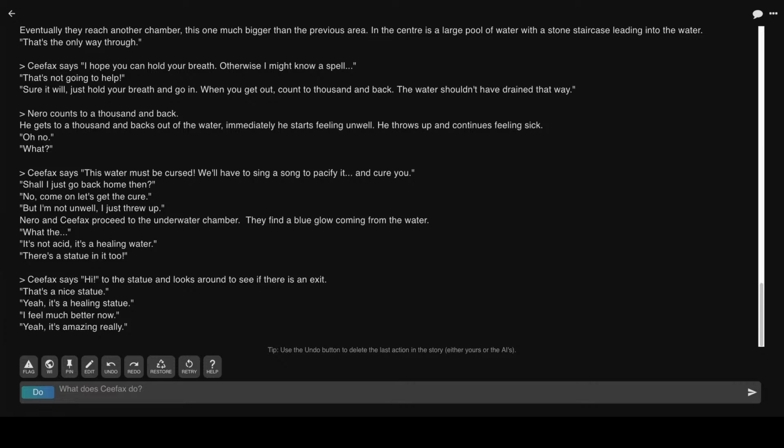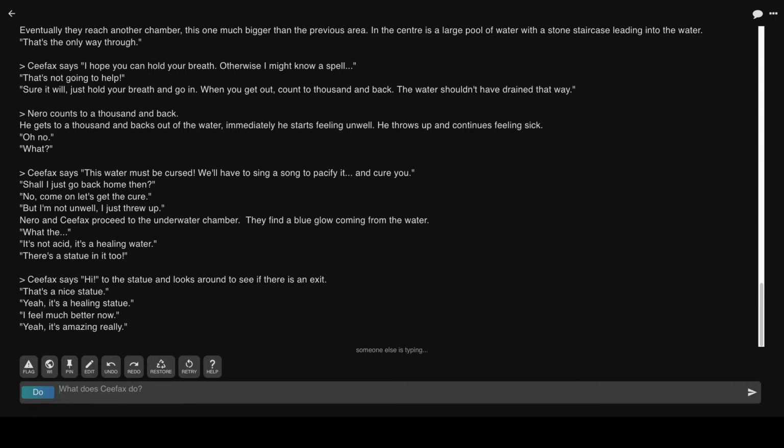Given the time that we have remaining on the stream, and given that we need to try and find this Staff of Zalos, I feel like saying what happens next in the story. Can I make a suggestion? Yes. Nero puts the healing statue in his backpack and proceeds onwards into the staff chamber. Good idea. That way we're bringing back the staff, and hopefully the AI seems to forget about things in the backpack.